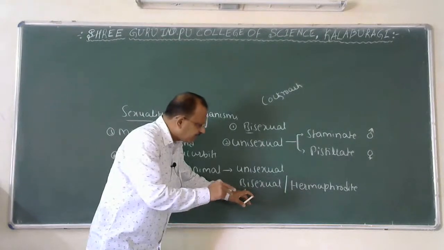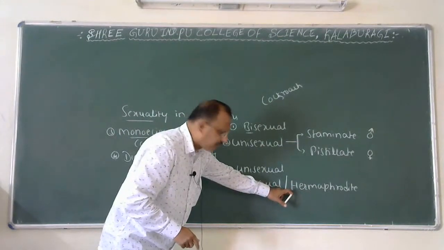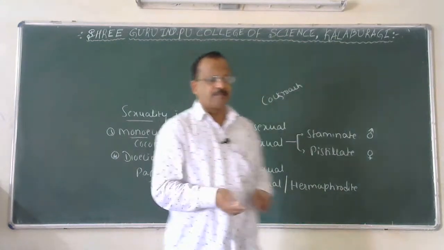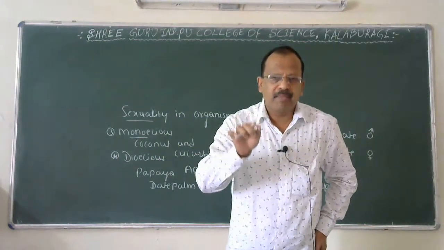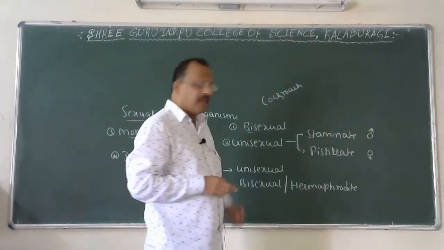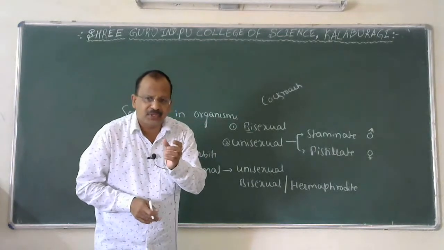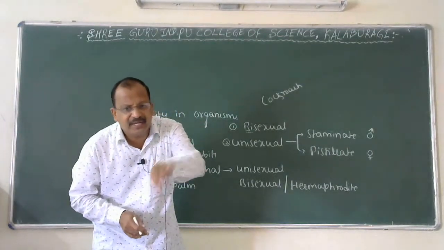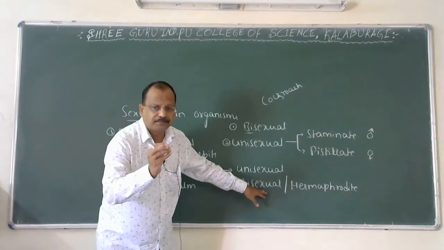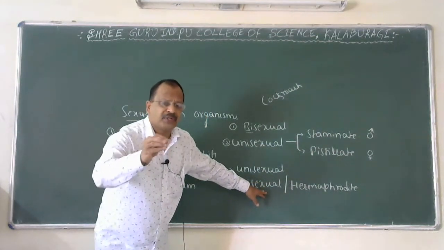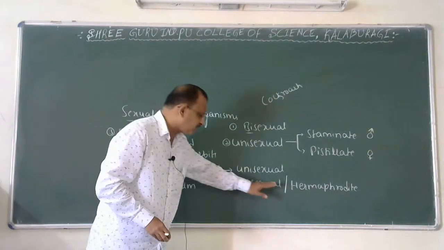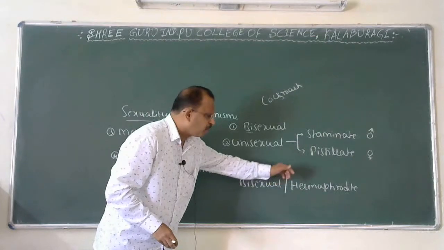Bisexual, alternate technical term which is used is hermaphrodite. Bisexual is also called as hermaphrodite. When both male and female reproductive organs are present in the same individual, then it is called as bisexual or hermaphrodite.